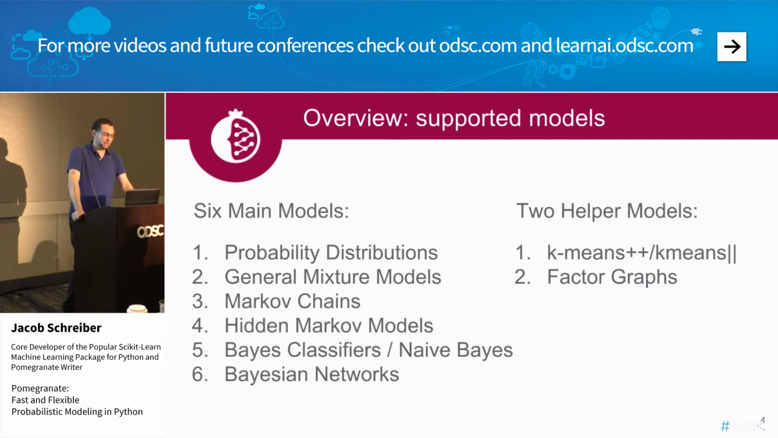about here. I have 2 helper models as well, implementations of k-means plus plus and scalable k-means, as well as implementations of factor graphs. These can be used by you if you want, but they aren't as feature-rich as the 6 main models. They're mostly there to support the algorithms of the main models.